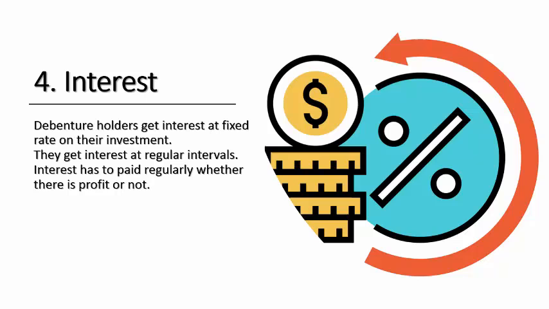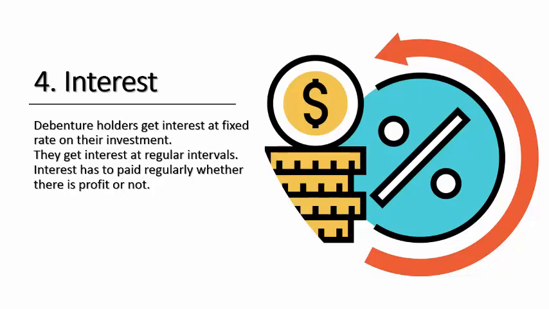Next one is interest. We know that debenture holders are creditors of the company, so they get interest at a fixed rate on their investment. Interest is paid to debenture holders at the rate which is decided at the time of issue of debentures. They get interest at regular intervals, maybe on a half-yearly basis or yearly basis.